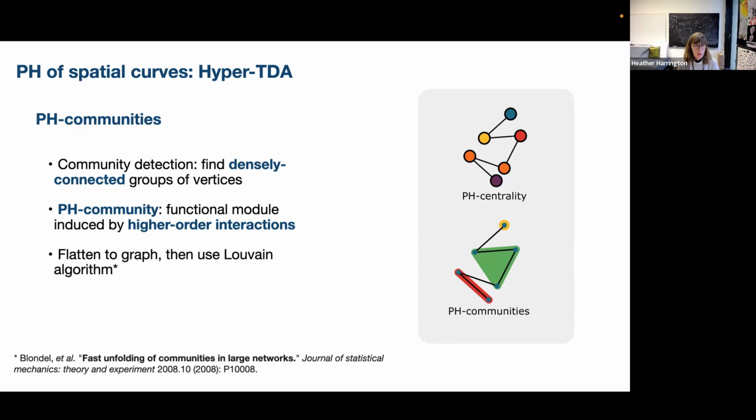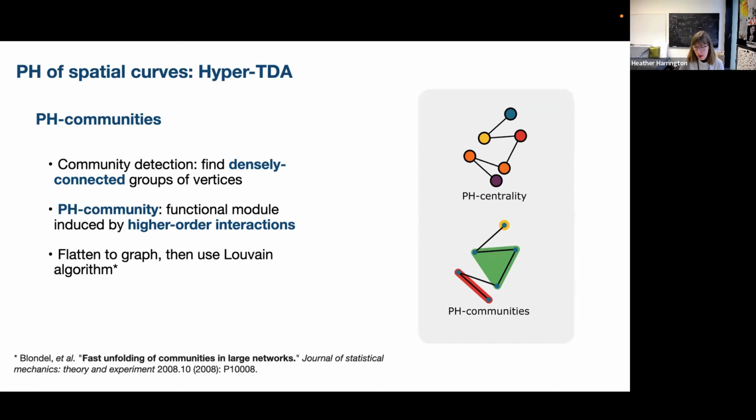That does bias it a little bit, but in terms of being able to compute community detection, we flatten the pH hypergraph to a graph to compute these communities. It's not on the initial point data, the point cloud data, or a network built on that. It is on the generator.